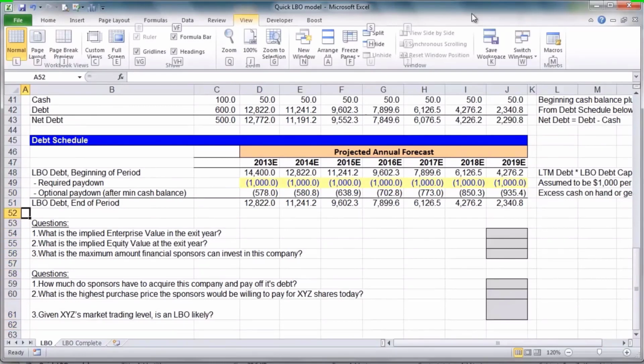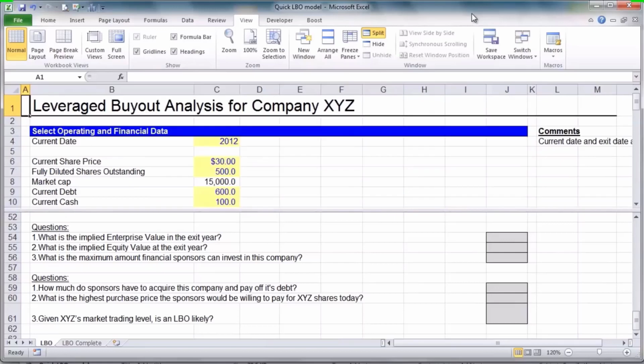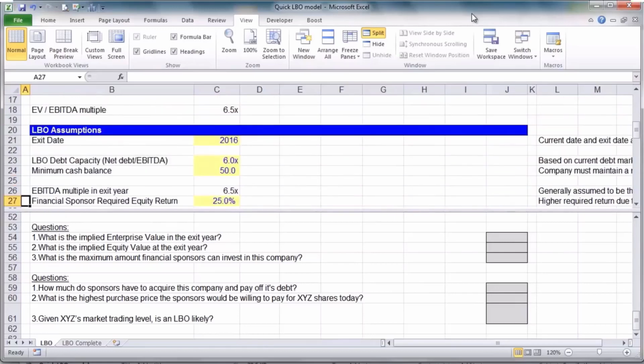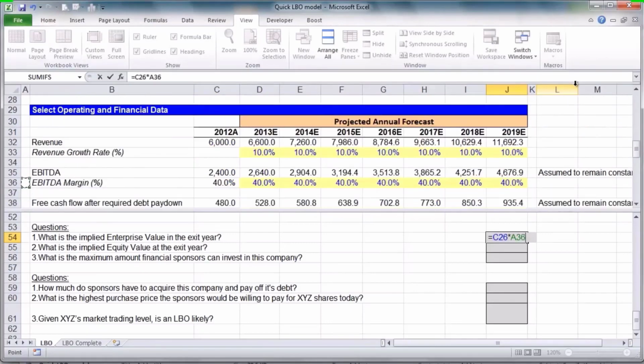Now let's answer the following six questions. The first one asks, what is the implied enterprise value in the exit year? Of course, we're exiting in 2016, and we're going to sell the company for 6.5 times its 2016 EBITDA. That's our assumption. We multiply 6.5 times the projected EBITDA in 2016 of about $3.5 billion. That's our enterprise value in 2016.